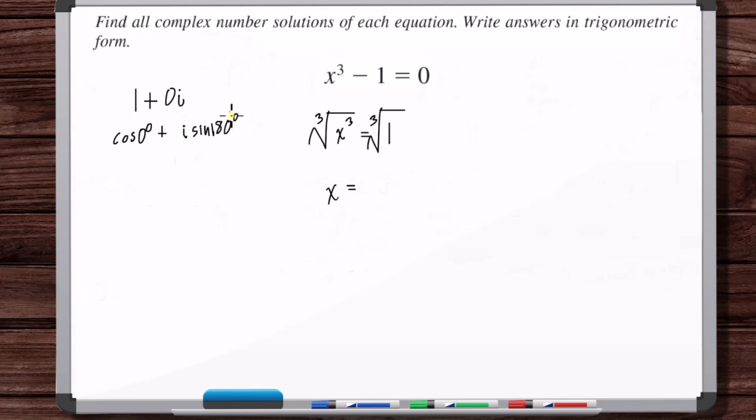Okay, so now we have it in polar form. We know that all 3 of the roots are going to have the same radius, which is the principal cube root of this radius. So this radius is 1, and the radius of each one of these is going to be 1. I'll just leave the 1 out since it's just 1.